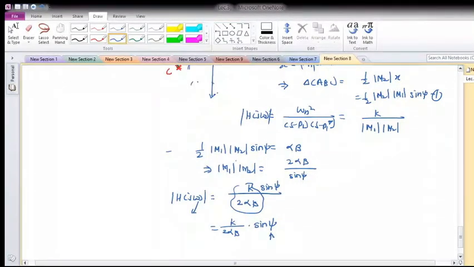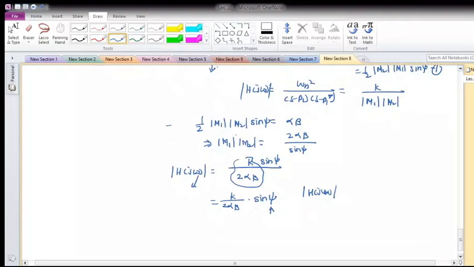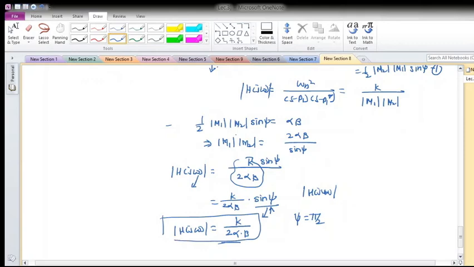Here we can say that as omega varies, psi will correspondingly vary, and with this I will get the maximum magnitude of H of j omega. When is this maximum? When psi is pi by 2. When psi is equal to pi by 2, H of j omega is equal to k upon 2 into real part of pole into imaginary part of pole. This way also we can find the maximum magnitude.